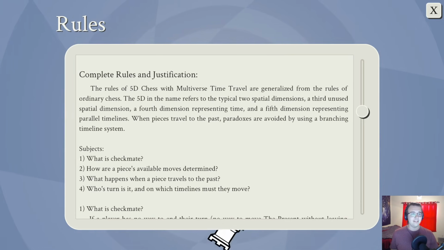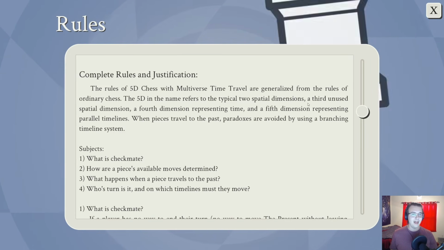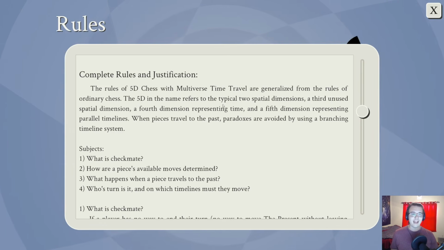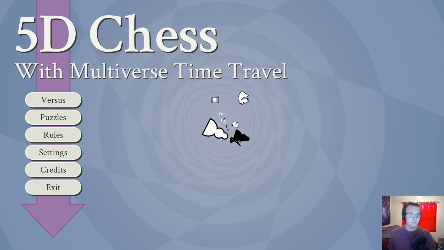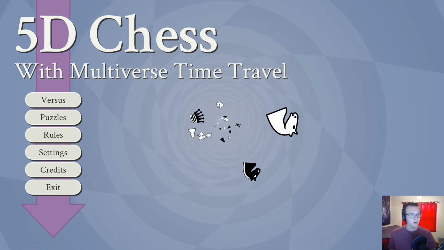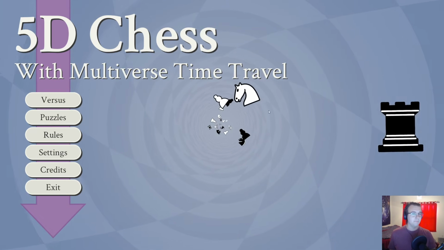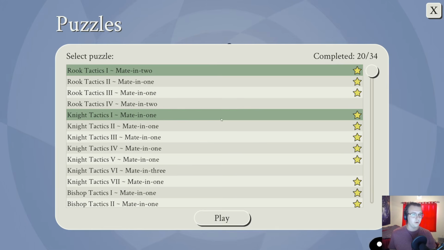The rules of 5D chess with multiverse time travel are generalized from the rules of ordinary chess. The 5D in the name refers to the 2 spatial dimensions, a 3rd unused spatial dimension, a 4th dimension representing time, and a 5th dimension representing parallel timelines. When pieces travel to the past, paradoxes are avoided by using a branching timeline system. So you can use your pieces to move them to the past and the future, and you can also have like multiple universes. So let me show you examples.